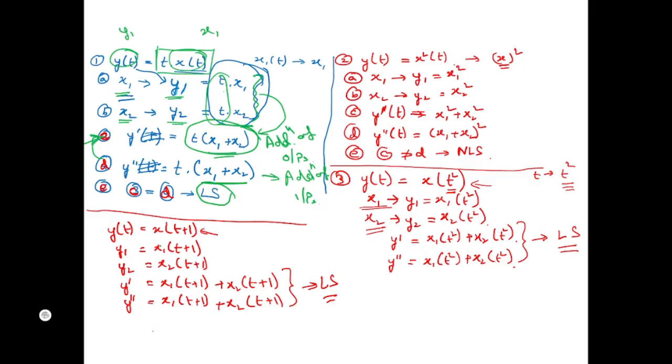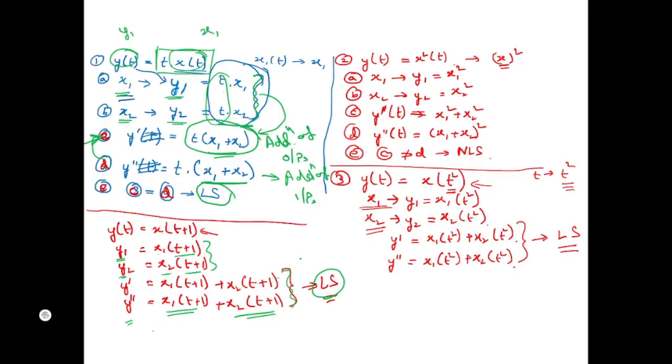Similarly, let us take up this example y(t) equals x(t) plus 1, which we looked into previously. Over here, y1 equals x1(t) plus 1, y2 equals x2(t) plus 1. Y dash, which is the addition y1 plus y2, is equal to x1(t) plus 1 plus x2(t) plus 1. Then y double dash, we have x1(t) plus 1 plus x2(t) plus 1. These are the inputs, so both of these are equal. Hence we can say that this system is a linear system.